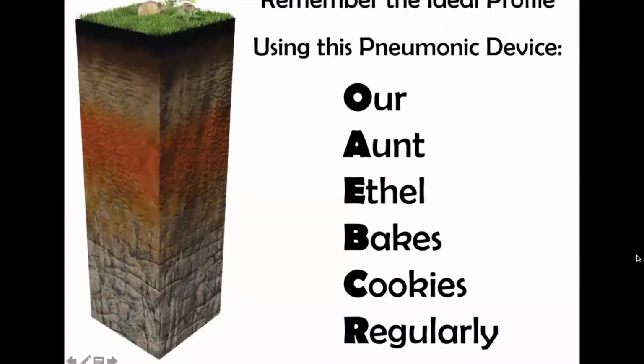And you can remember the ideal profile by just thinking about this. We have O, A, E, B, C, R: "Oh, Ethel bakes cookies regularly." Just keep on repeating that back and forth in your head, and then hopefully you will remember that ideal profile.